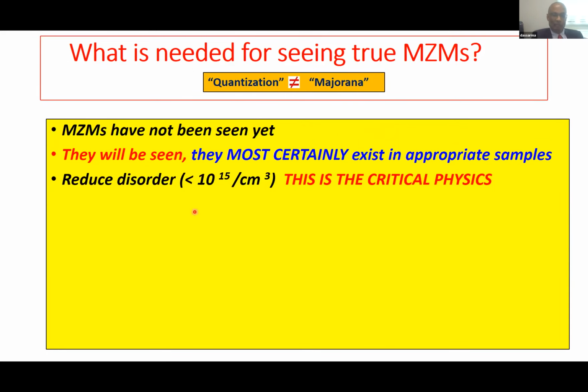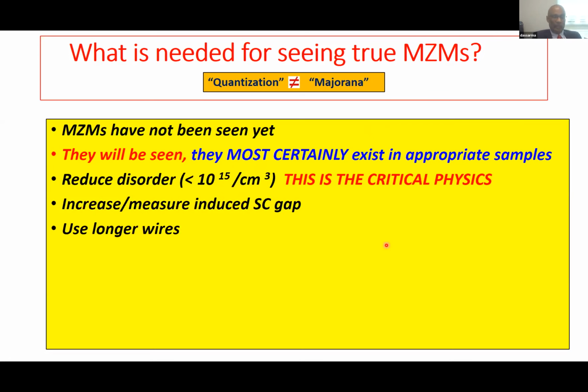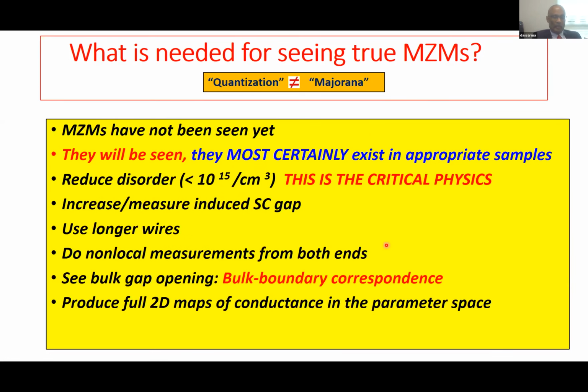I give you a number, Tudor will expand on it. Below 10 to the 15 per cubic centimeter impurities. Increase the induced gap, use longer wires, do non-local measurement, bulk opening. No single experiment will suffice. All right, I'll end now.